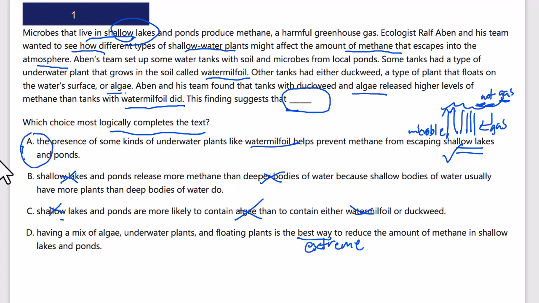The presence of some kind of underwater plants like milfoil helps prevent methane from escaping the shallow lakes. Yeah, that does seem to be true. That's kind of a valid conclusion based on the fact that duckweed and algae released higher levels of methane than tanks with the milfoil did, which suggests the milfoil actually captures the methane gas and therefore prevents the methane from escaping. So I think that's a valid conclusion. A will be correct.